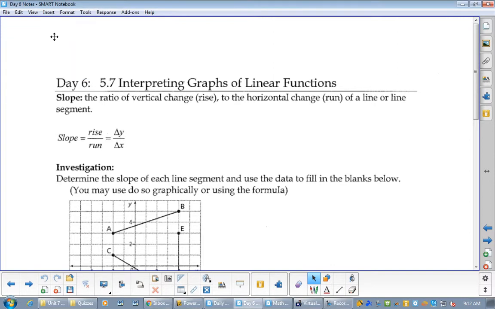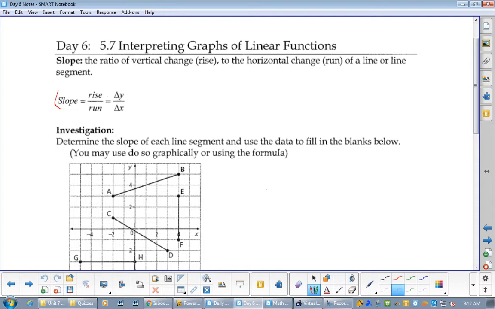Okay, so like I was just saying, we're really going to talk about specifics of linear functions. And the first thing that we're going to talk about is slope.